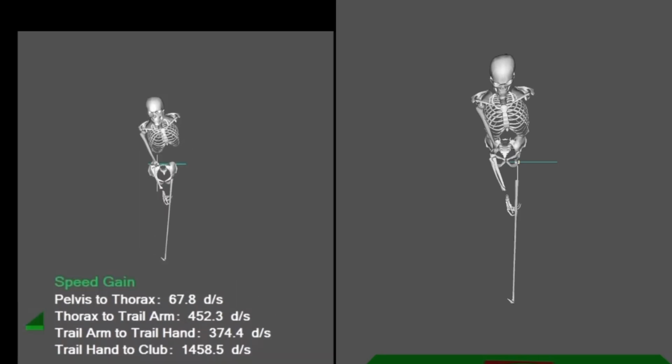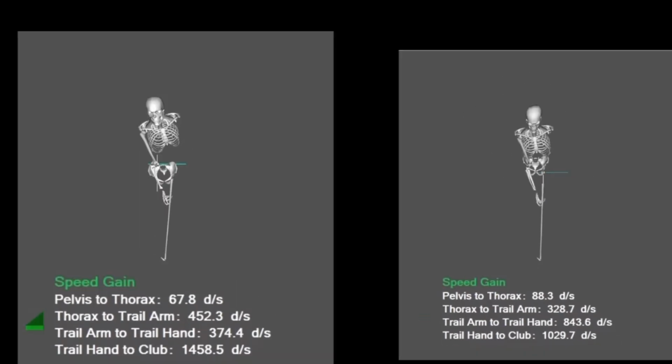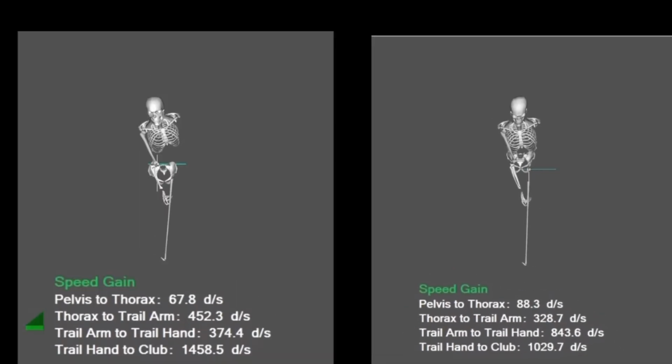So again, we have the same swings. We have our pro on the right-hand side, our amateur on the left-hand side. If we simply look at these values, now, these are not the overall values. So this is not telling us how fast the player is moving overall. It is simply breaking down how efficient they are in moving the speed that they've created from one segment to the other. So if we were to start over on the left-hand side with our amateur player and just look at how they've moved that speed throughout.